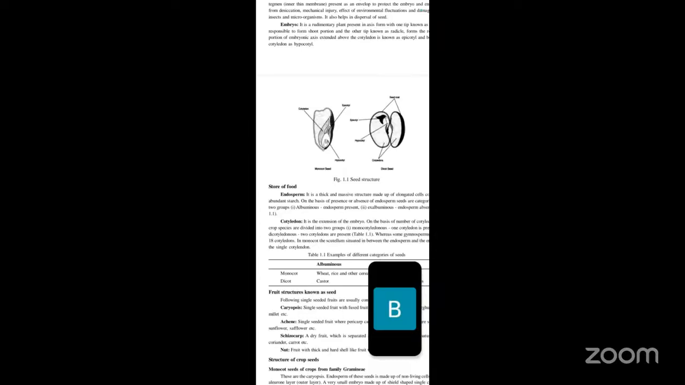The monocot seeds of crops from the family Gramineae are caryopses. The endosperm of the seed is made of non-living cells bearing the aleurone layer as the outer layer. A very small embryo, made of a shield-shaped single cotyledon known as the scutellum and a short axis, lies in a groove at one end of the endosperm. The epithelium layer separates the embryo and endosperm. The cotyledon forms the protective sheath known as the coleoptile for the plumule, and the coleorhiza for the radicle.